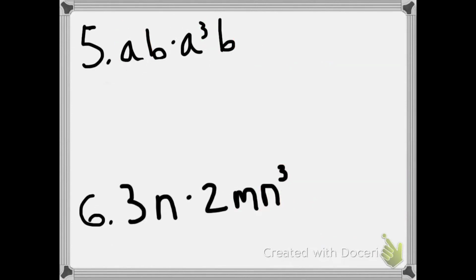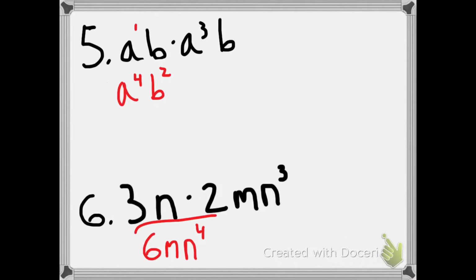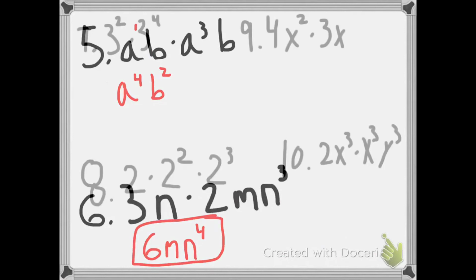For number 5, there are 4 A's. And then we have 2 B's. And then for number 6, the bases are different, so we multiply them. And there's only one m, and then there's 4 n's. And remember, you can write it in any order you want to.